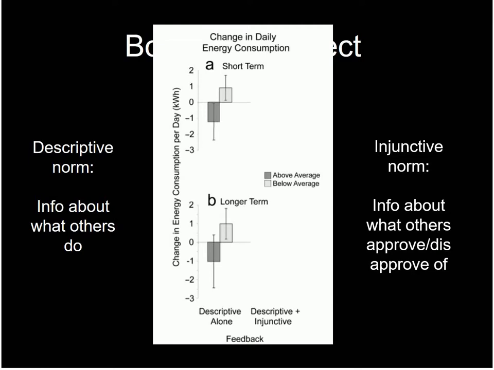And then you can also have the opposite, like texting while driving, which is clearly descriptively normative, basically everybody does it, but it's also injunctively non-normative. People understand it's bad and they shouldn't do it, but everyone does it anyways.